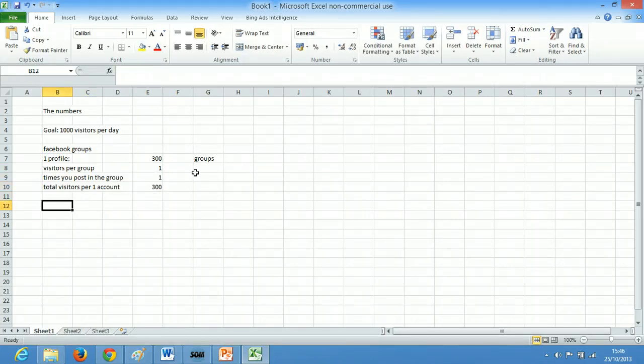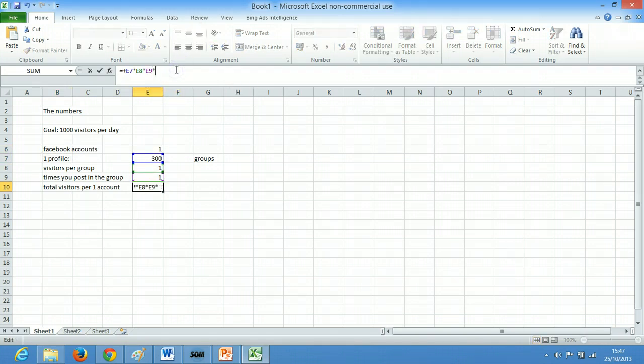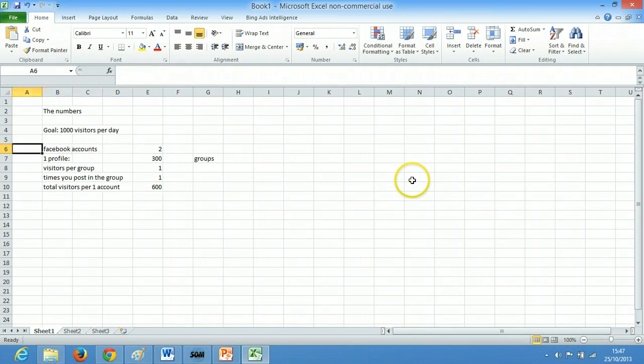Another thing you can do is to have more than 1 Facebook account, okay? So actually, you know what, we're going to change this into Facebook accounts, okay? And let's say in this case it was 1. So I'm going to change our very simple formula. Let's say we have 2 Facebook accounts. Now we get 600 visitors. So how do you get 2 Facebook accounts?